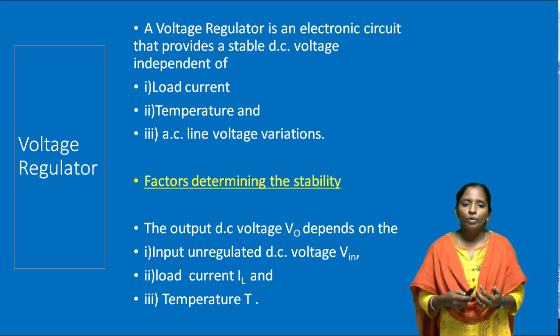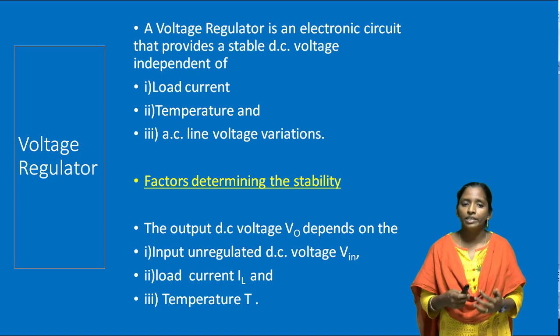Zener diode as a voltage regulator. A voltage regulator is an electronic device that provides stable DC output, not AC output. It provides stable DC output independent of load variation. If there is a change in load current, the output doesn't change.